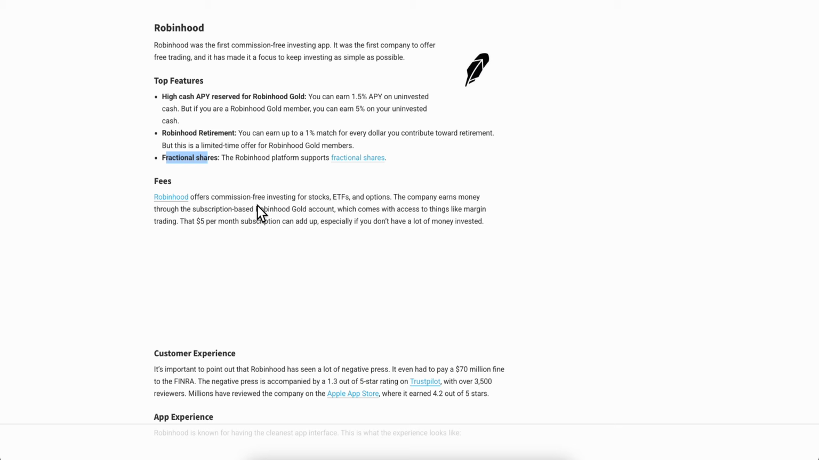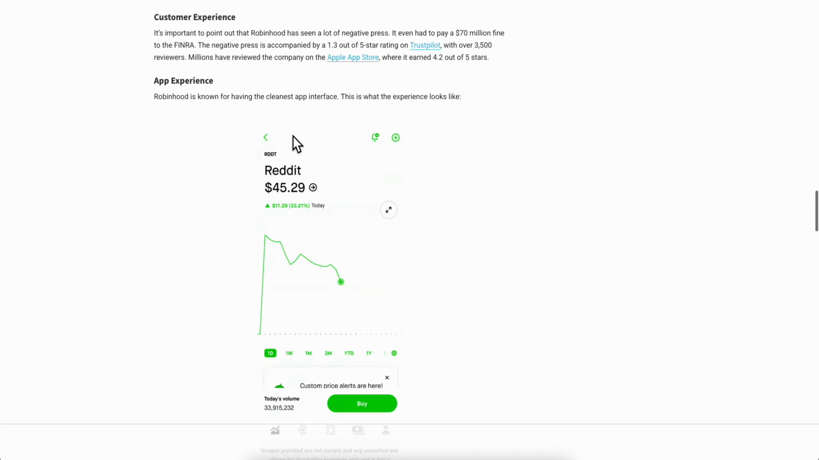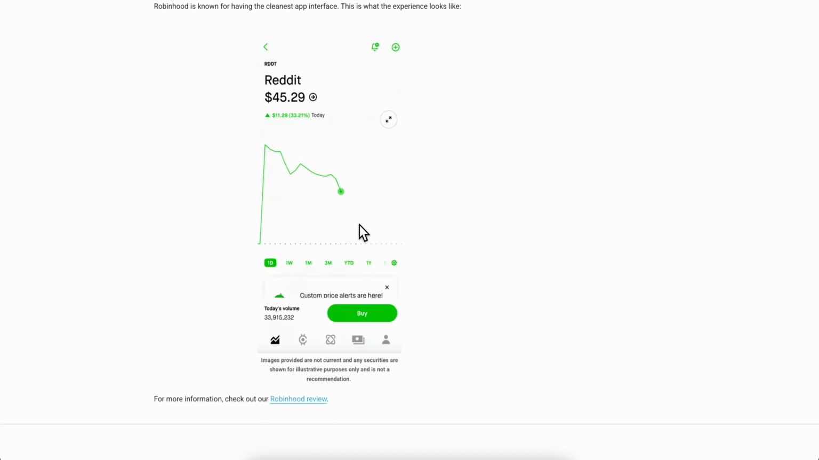Now as you can see here, it's the same. So they offer commission-free investing for stocks, ETFs, and options, and basically the company earns money through their subscription-based Robinhood Gold account. And this is how the app looks.